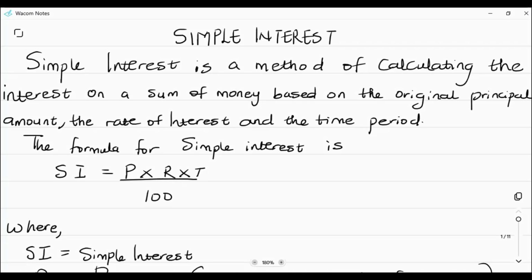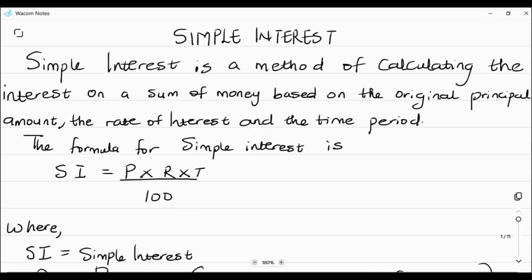So we're going to talk about the topic called simple interest. Simple interest is a method of calculating the interest on a sum of money based on the original principal amount, the rate of interest, and the time period. And the formula for simple interest is given as SI equals P times R times T over 100. And each of these has a meaning.